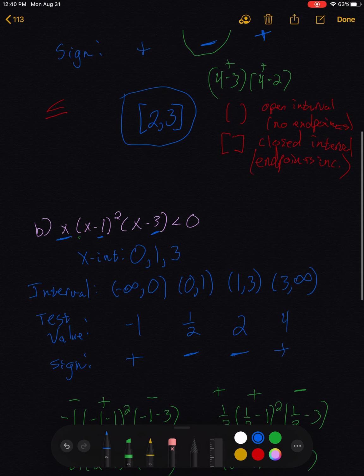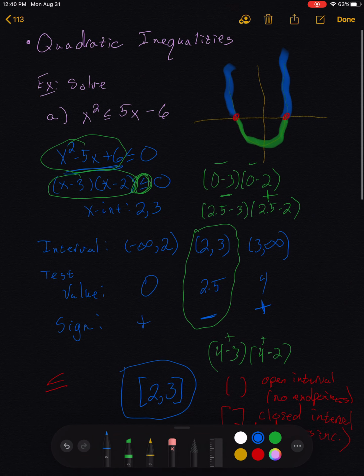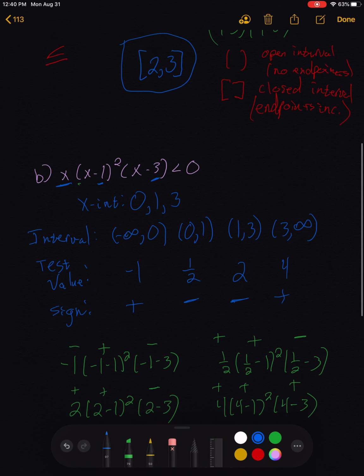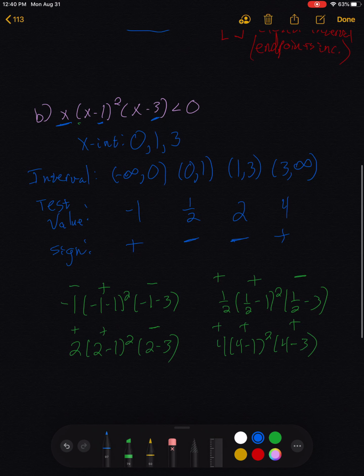Okay, sorry, let me go back up here for a second. I was looking for this. We're looking for where it's less than 0, so we're looking for where it is negative. So that's going to be those two middle intervals here.